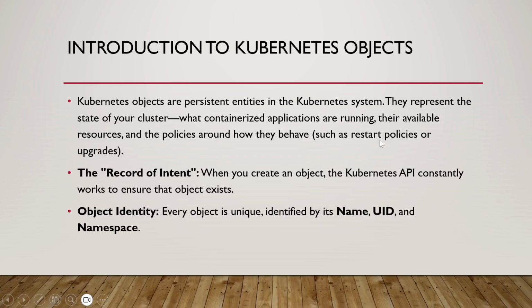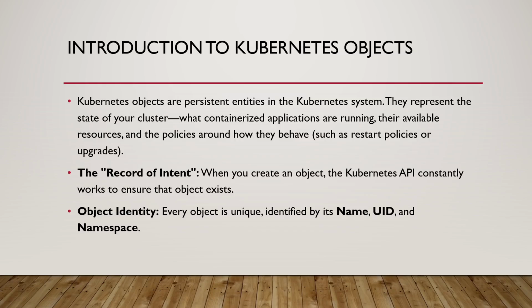Okay, and it mainly tells about record of intent, like when you create an object, the Kubernetes API constantly works to ensure that the object should exist. Okay, and it also defines the object identity, like every object is unique. Okay, and identified by its name and UID in namespaces.